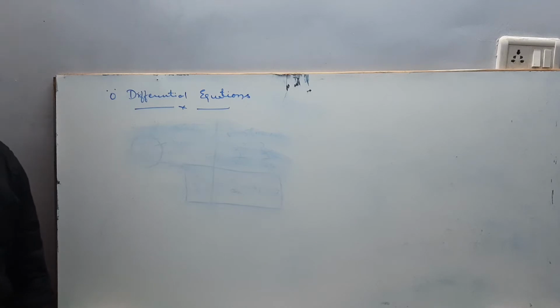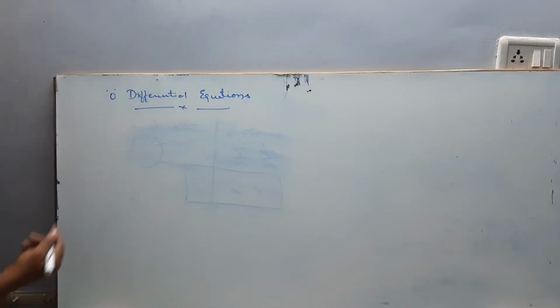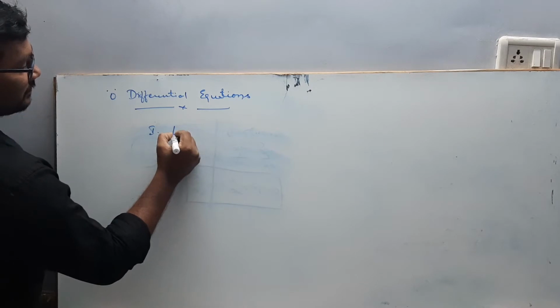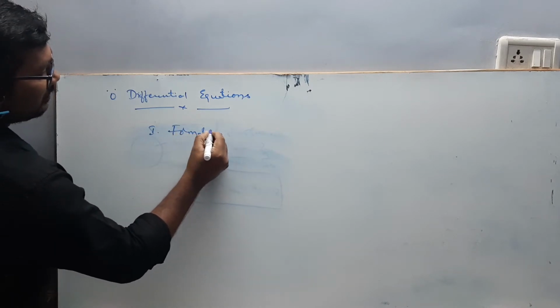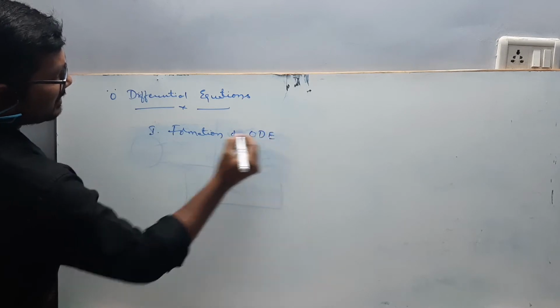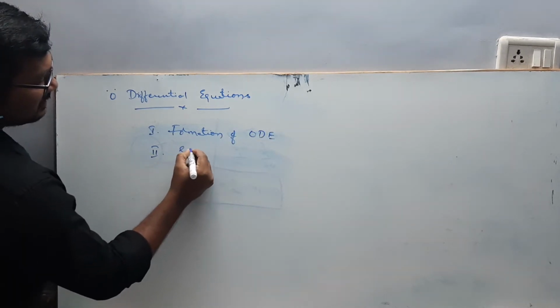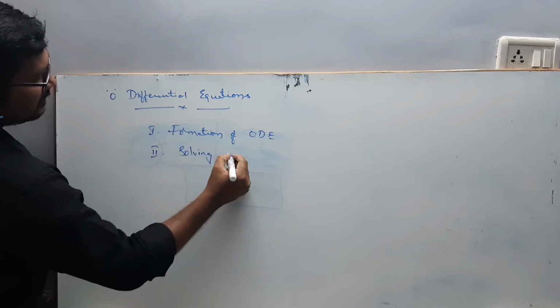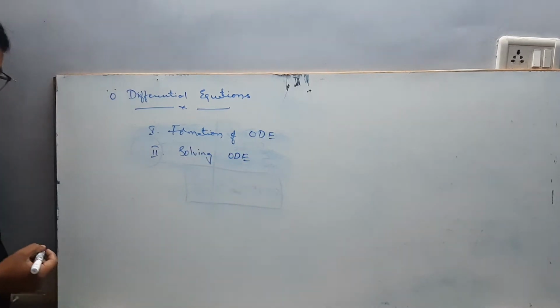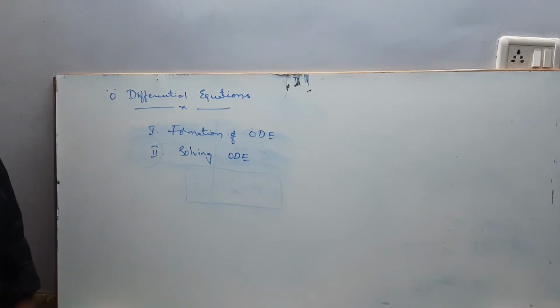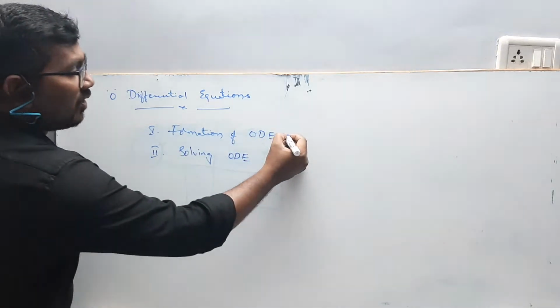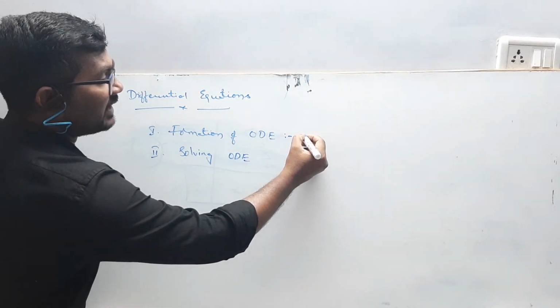According to the CBSE curriculum, how is this chapter subdivided into parts? It is divided into the first one, called formation of ordinary differential equation, and the second one is solving ordinary differential equation. How to form an ordinary differential equation and how to solve an ordinary differential equation. So when we are talking about ODE, we have only one method, that is called eliminating arbitrary constants.